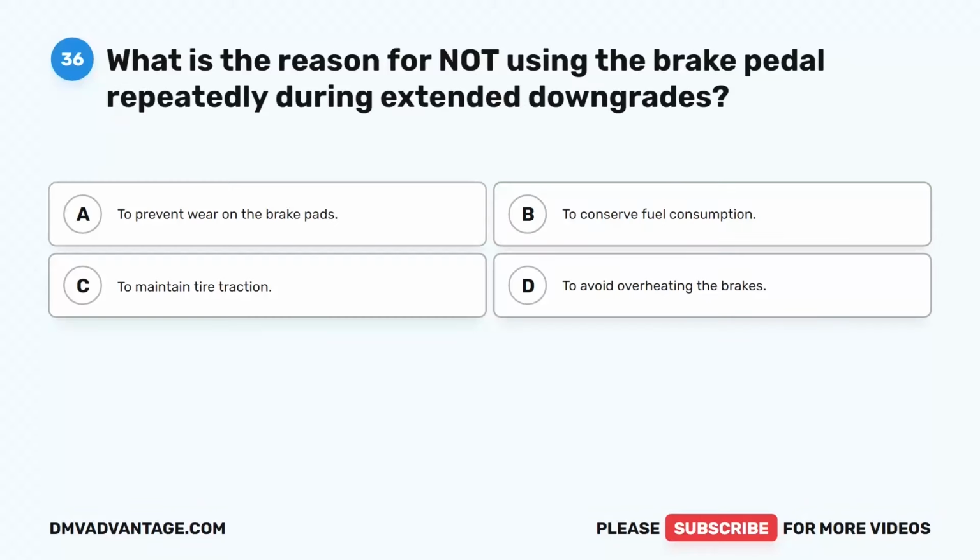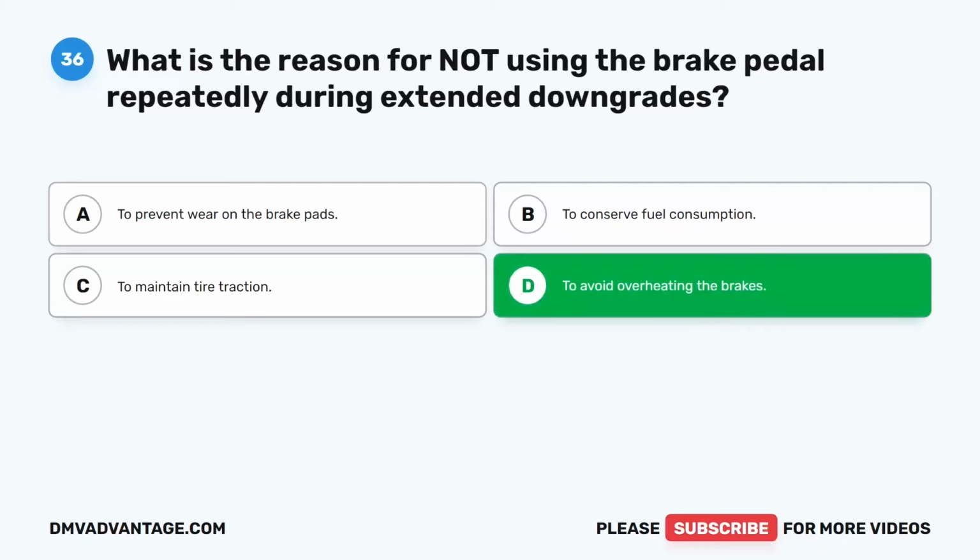Question 36. What is the reason for not using the brake pedal repeatedly during extended downgrades? A. To prevent wear on the brake pads. B. To conserve fuel consumption. C. To maintain tire traction. D. To avoid overheating the brakes. The correct answer is D. To avoid overheating the brakes.